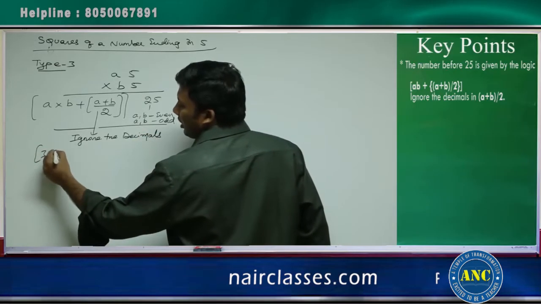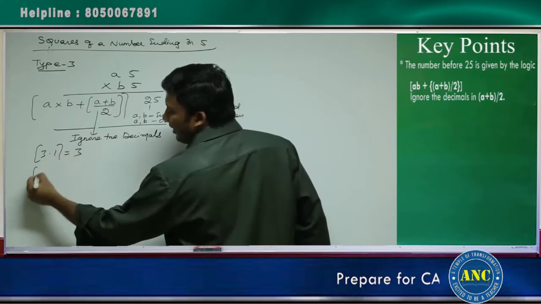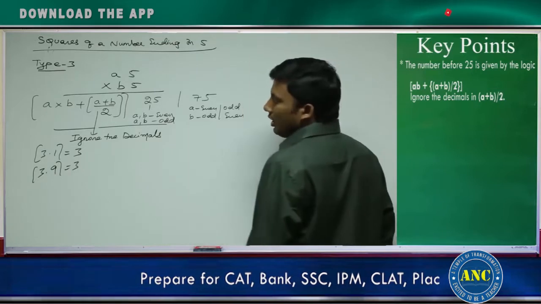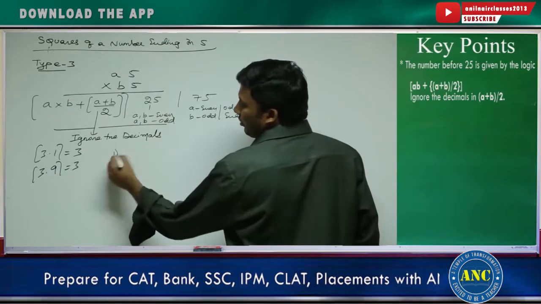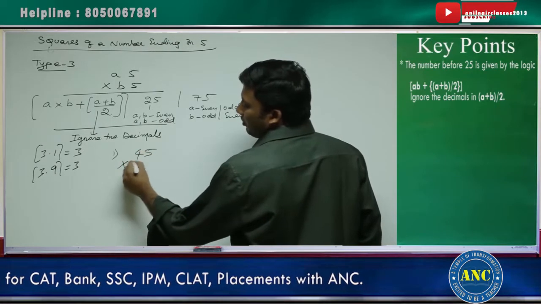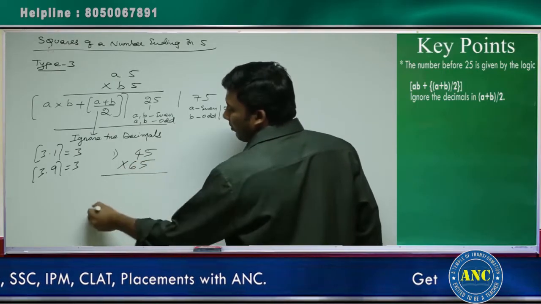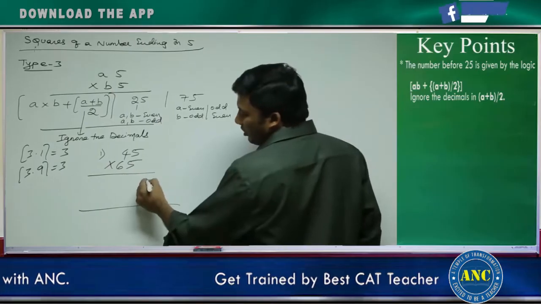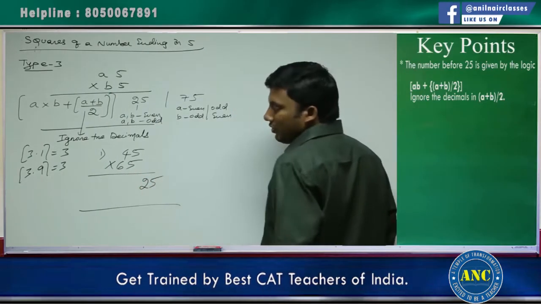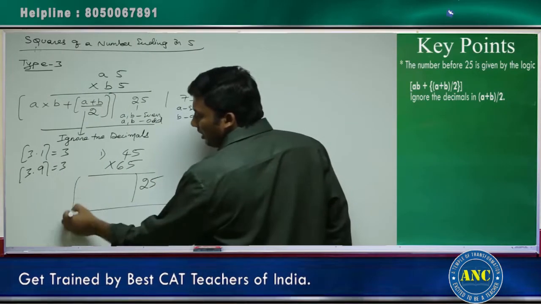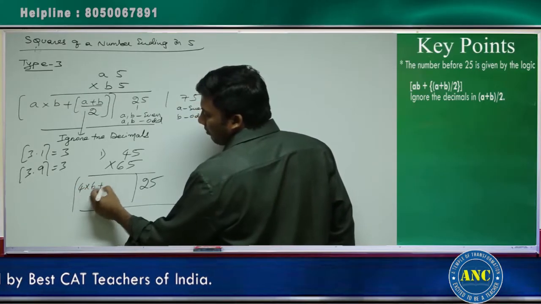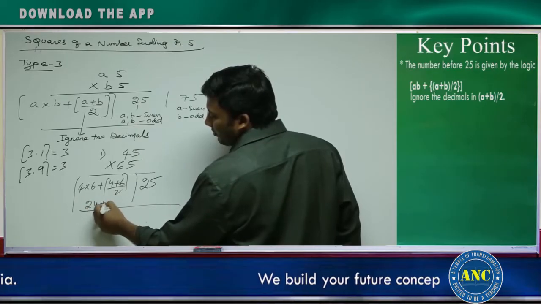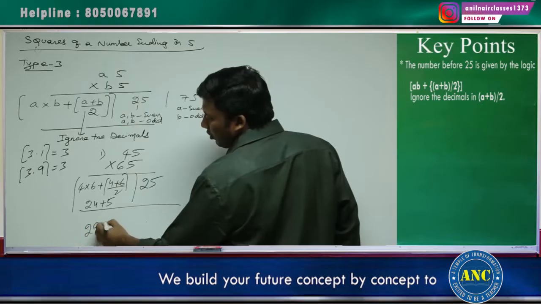For example, 3.1 is 3. 3.9 is also 3. So let us take 2-3 examples to understand. 45 into 65. Step number 1. 4 is even, 6 is even. Even 5 into even 5. What are the last two digits? 25. A is 4, B is 6. A into B plus (A plus B) by 2. 24 plus 5. What will be the answer? 2925.